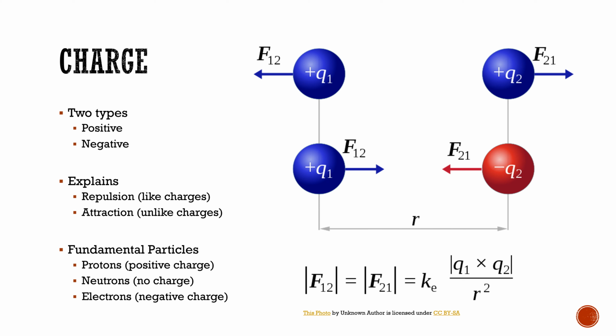Matter is made up of atoms composed of fundamental particles. The most important of these particles are: 1. Protons, which have a positive charge. 2. Neutrons, which are neutral, with no charge. Both protons and neutrons are found in the nucleus of atoms. And lastly, electrons, which have a negative charge and move in orbit about the nucleus. Particles may become positively charged by losing electrons to other particles, or become negatively charged by gaining electrons from other particles.